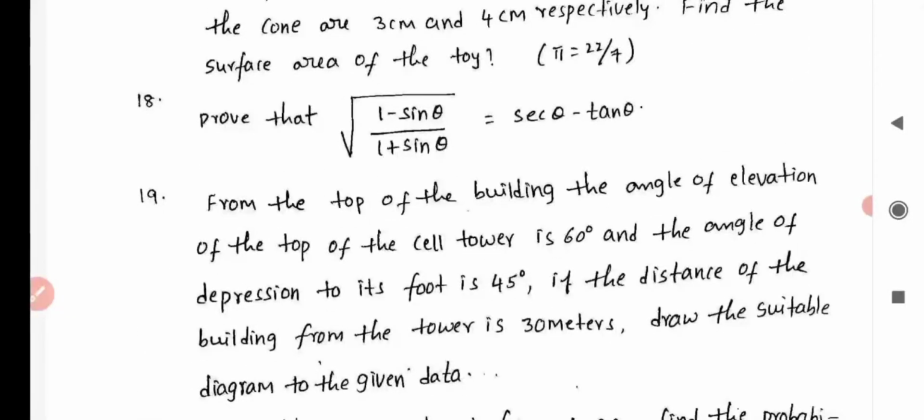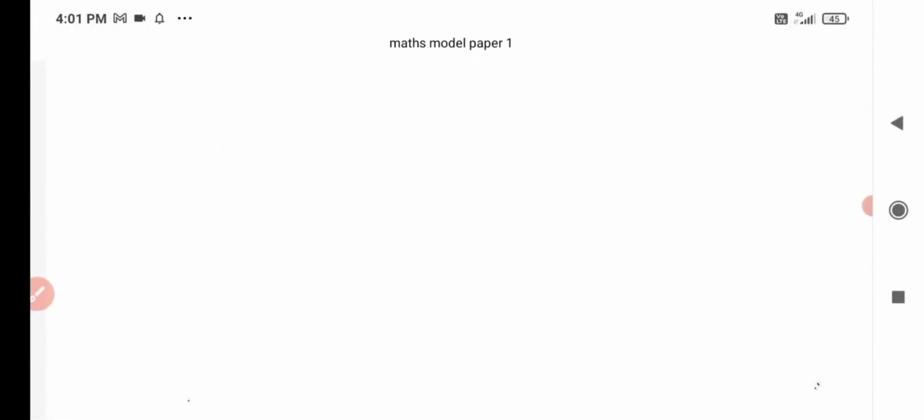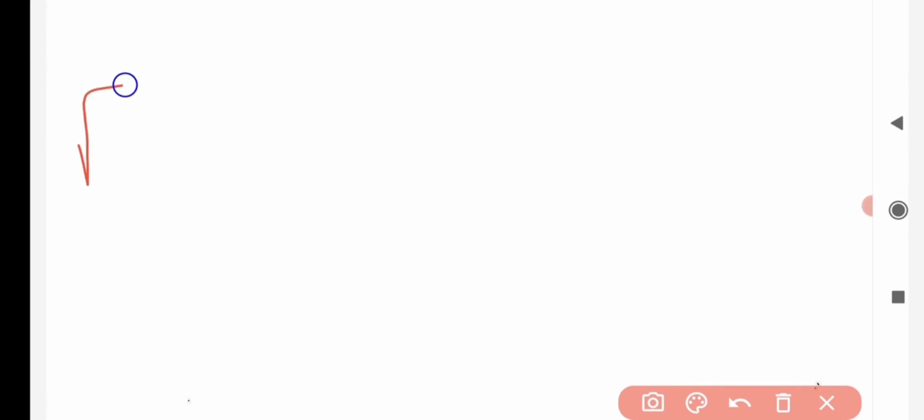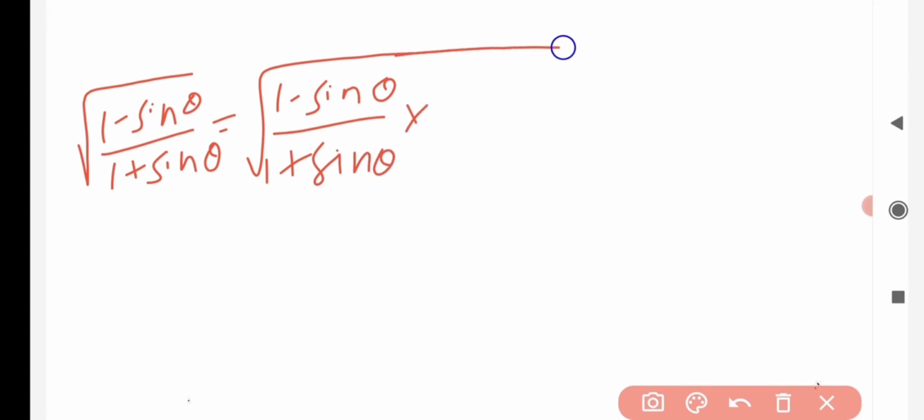Prove that square root of (1 minus sin theta) by (1 plus sin theta) equals to sec theta minus tan theta. So very important this one. Square root of (1 minus sin theta) by (1 plus sin theta). So denominator rationalizing here, 1 minus sin theta by 1 plus sin theta. So into denominator rationalizing means here we have the plus, so changes to minus. So (1 minus sin theta) by (1 minus sin theta).